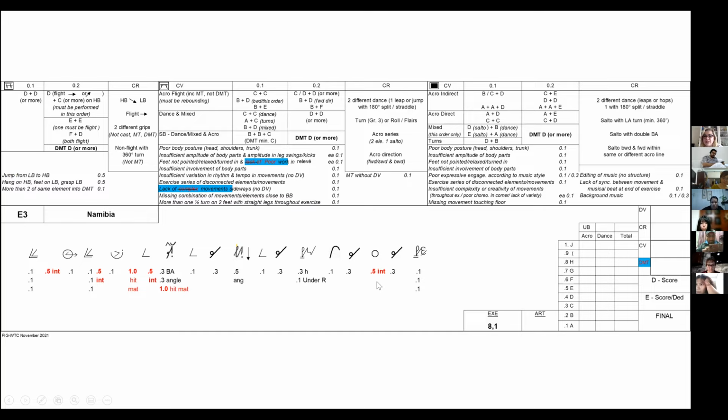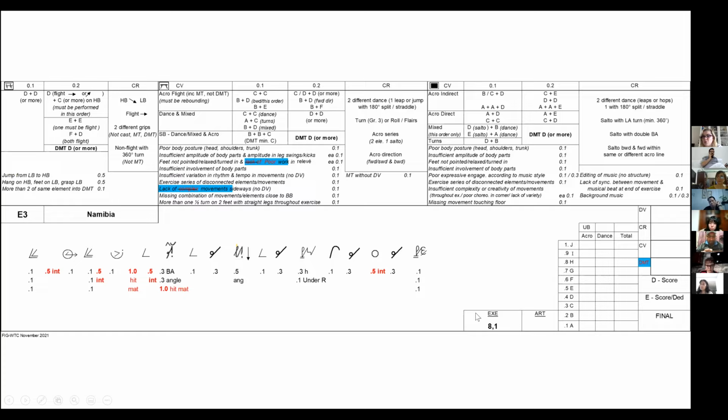And then again, cast extension in the kip, casts, and then again, after the hip circle, we have again 0.3 as an intermediate swing, cast to handstand 0.3 for the angle and body extension. And in the dismount, we had 0.1 for each of the height and the landing deductions. So it will be in total, unfortunately, 8.1 for the E deduction.